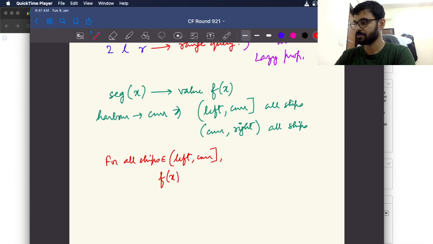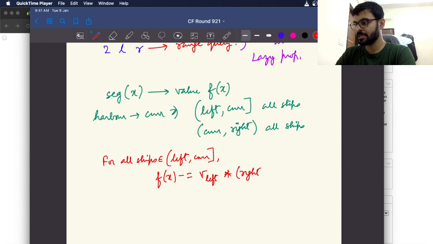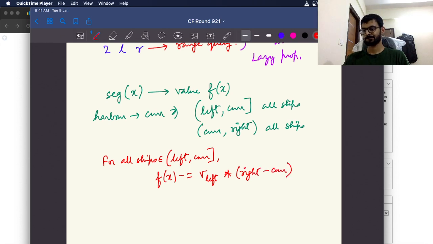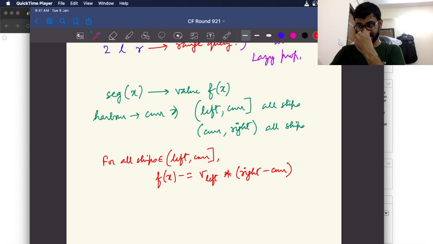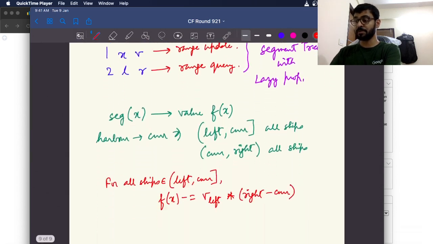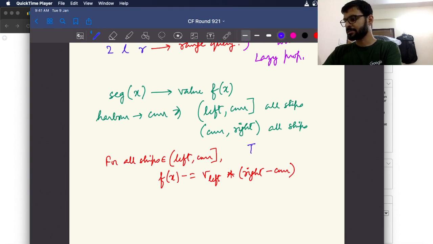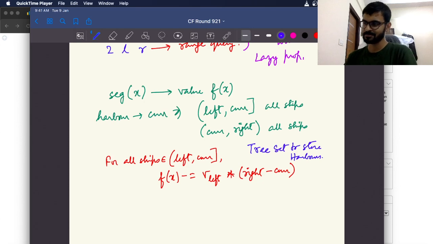So the value is basically going to decrease by the value of the left ship multiplied by right minus car. Why? Because before this change came, from this ship we were checking the distance up to the right. Now we only need the distance up to the car. So this particular distance gets saved: right minus car. And how do we get v left? The sequence of harbors can be maintained in a tree set. We can use a tree set to store harbors by position, right? Then we are done.